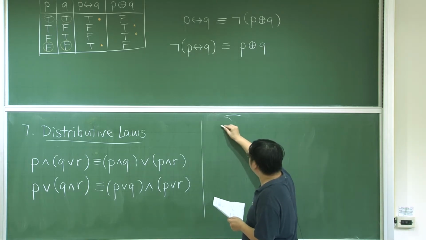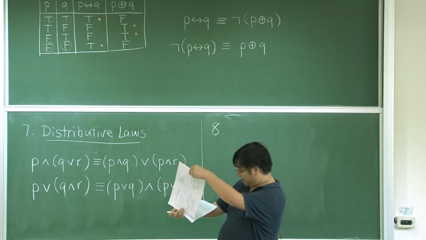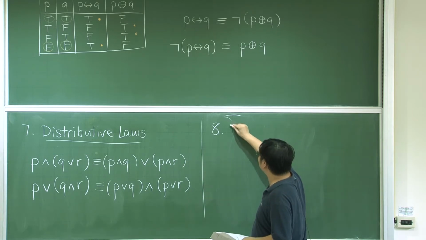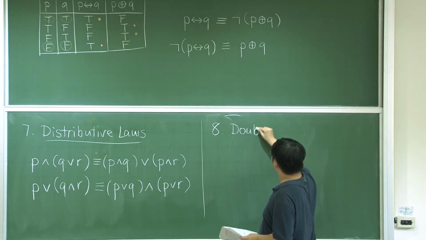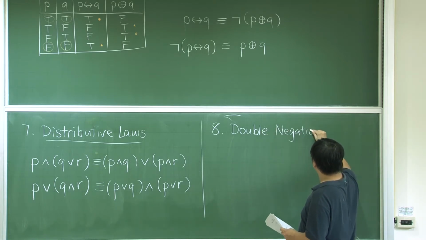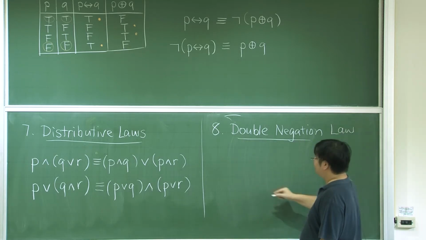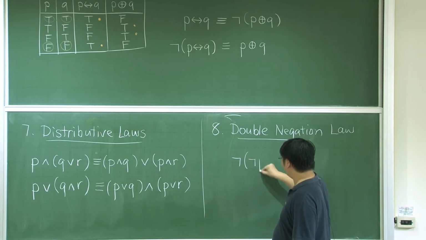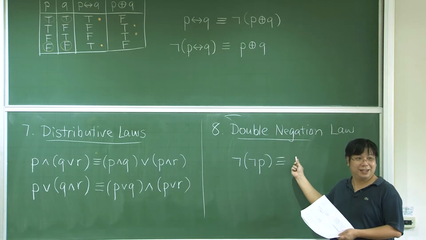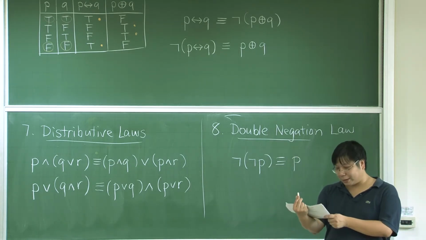One is this absorption law. How come? I missed one of them. Oh, there's double negation. I forgot. Okay, so let's do double negation. Double negation law is just one law. Okay. Not of not P is equal to what? P. You do one thing 2 times not, then it gets back to itself.